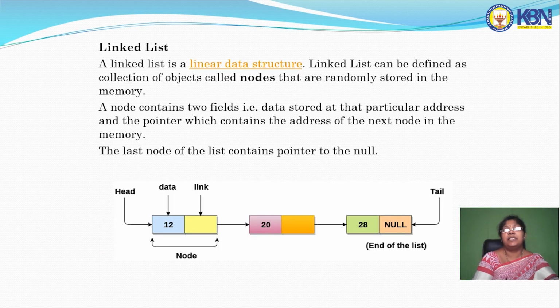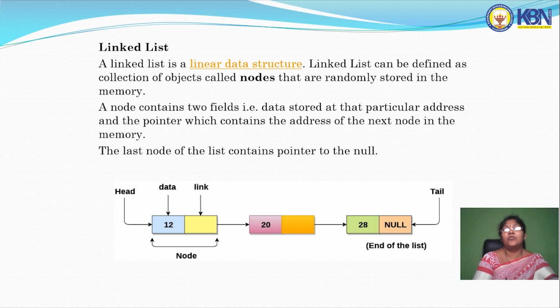The next one is the linked list representation. A linked list is a linear data structure. We call it a linear data structure. A linked list can be defined as a collection of objects called nodes that are randomly stored in the memory. That's why we implement stacks and queues using linked lists, as we saw in the examples, because a linked list can store data randomly in memory. We can link between those.